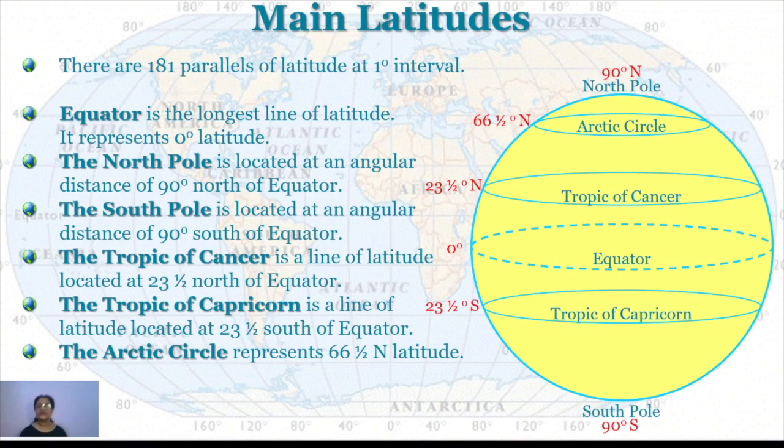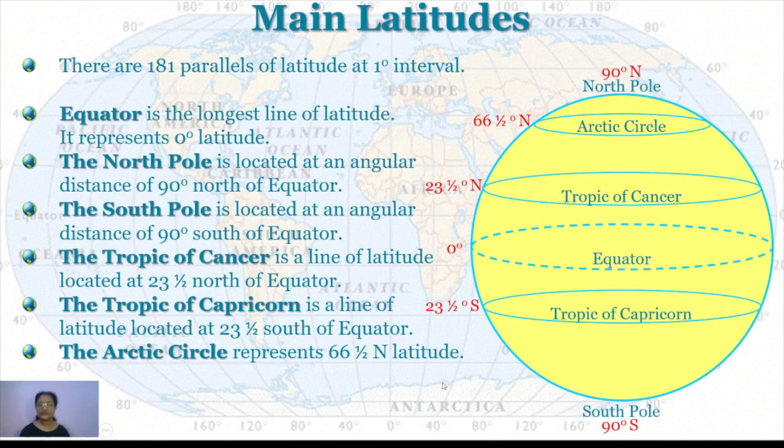And next is the Tropic of Cancer. The Tropic of Cancer is a line of latitude located at 23.5 degrees north of the equator. Same way, the Tropic of Capricorn is 23.5 degrees south of the equator.